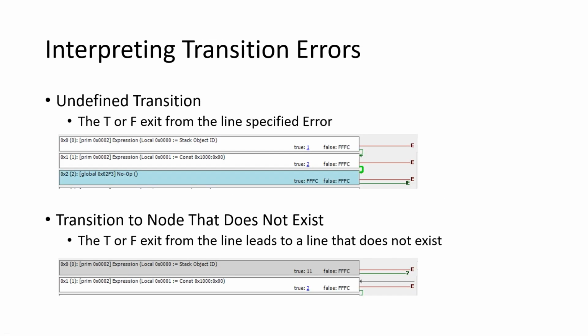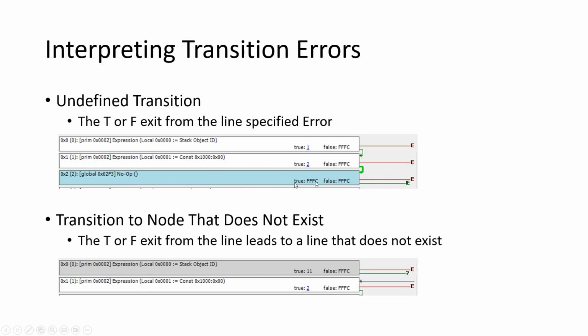The next set of errors are what I've called transition errors. And you get these things called undefined transition. You usually panic. And all that means is that the true or false exit that was taken from the line specified pointed to an error condition. So this is my no-op where both of my exits, whether this returns true or false, they both go to error. Error is an undefined transition, and it just generates an error.